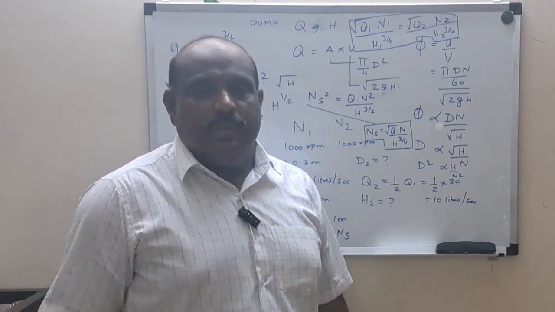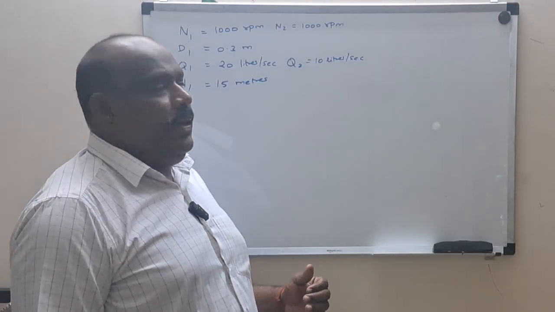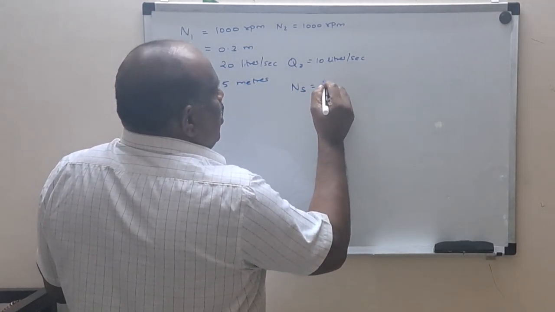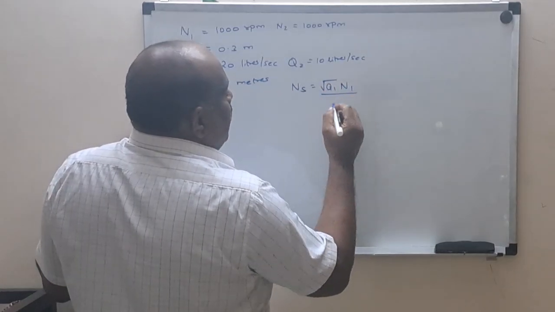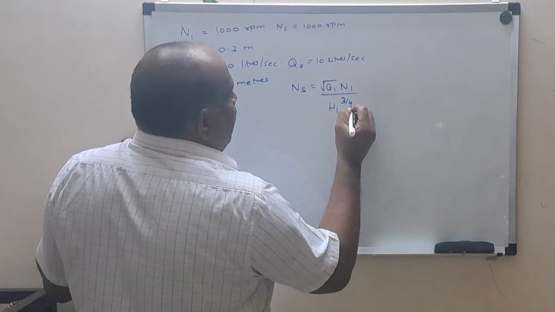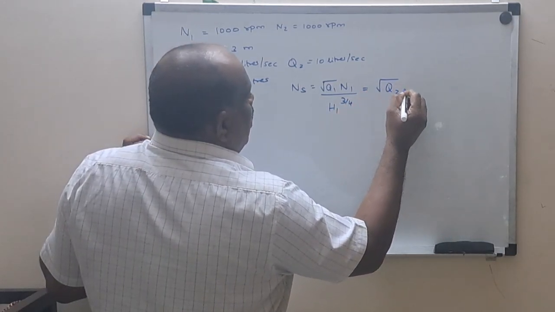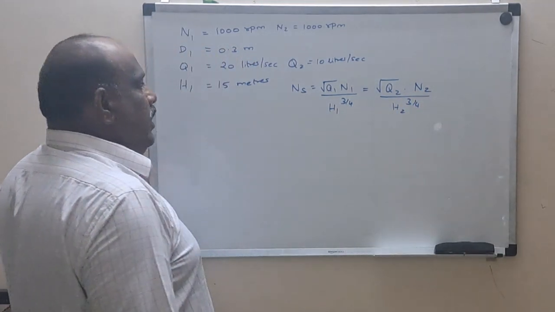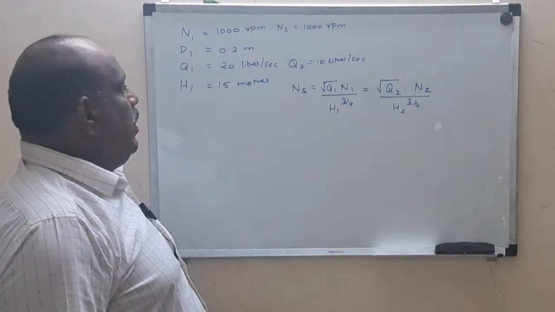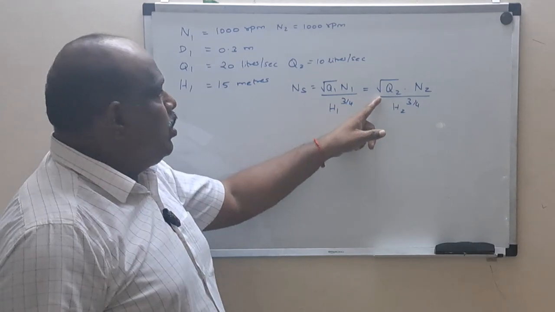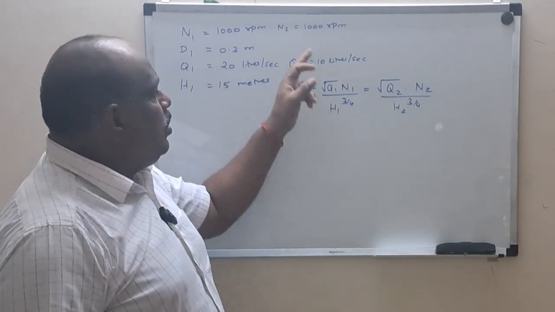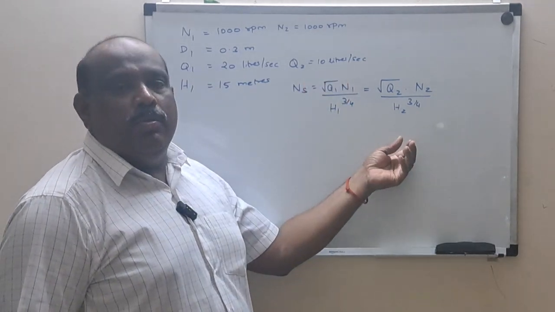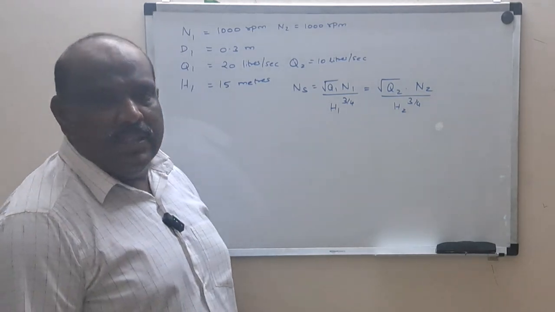Continuing further with the given data and the specific speed formula, Ns is equal to square root of Q1 into N1 by H1, whole power 3 by 4, is equal to square root of Q2 into N2 by H2, power 3 by 4. Now you see, this is the equation we got. Do you know Q1? Yes. Q2? Yes. N1, N2 are known, and H1 is known. So one equation, only one unknown. What is the unknown? H2, we can easily find it out.